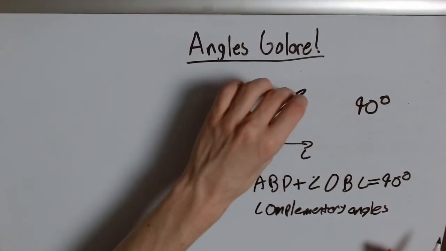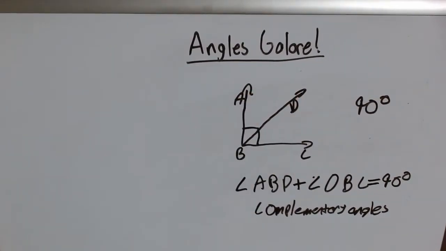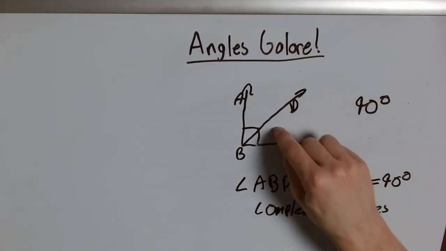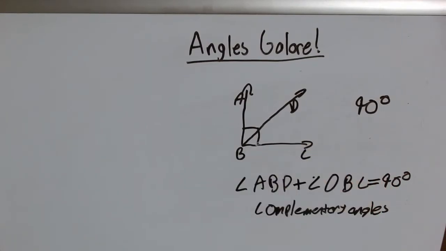That, when combined, add up to 90 degrees. Once again, this is great for problem solving. If you ever see a right angle with two angles combined, use that instantly, right? Because once you know the value of one, you can very easily know the value of the other, right?